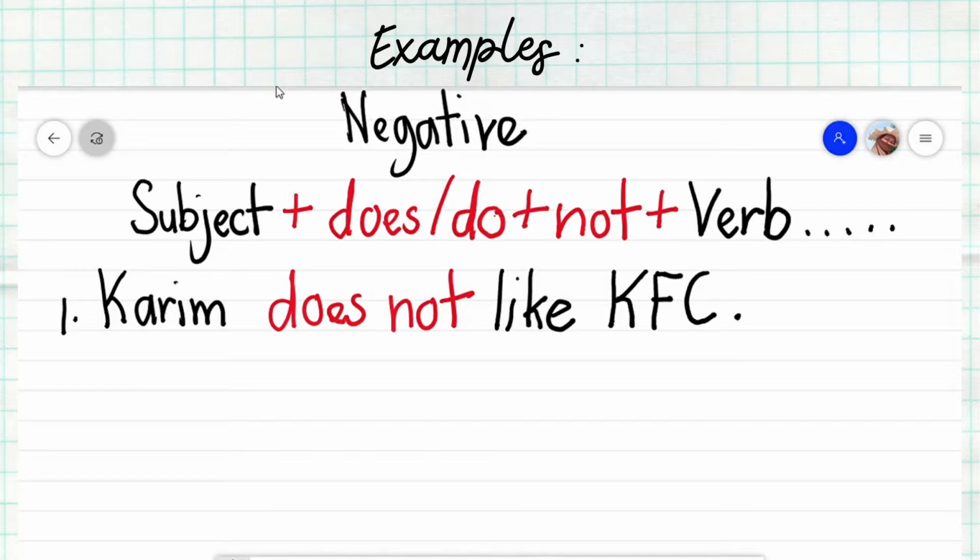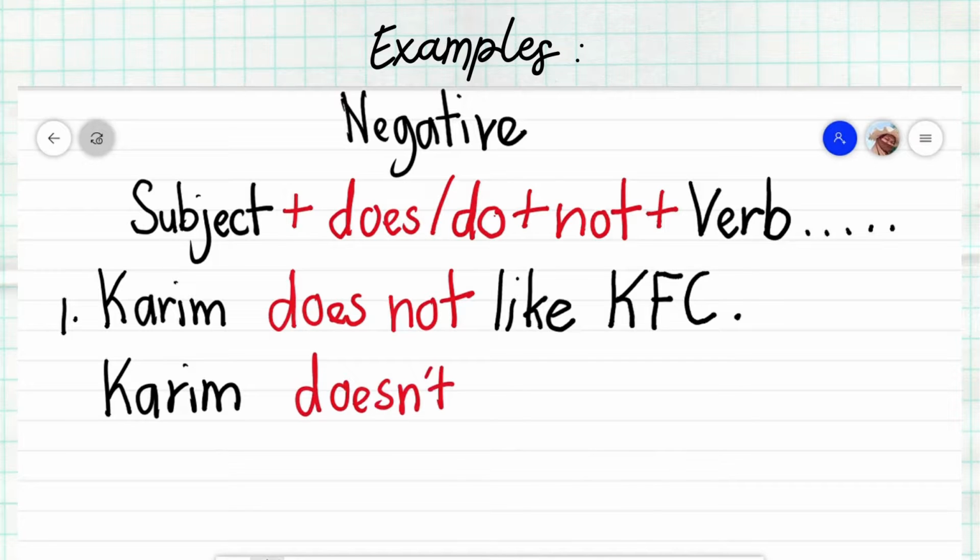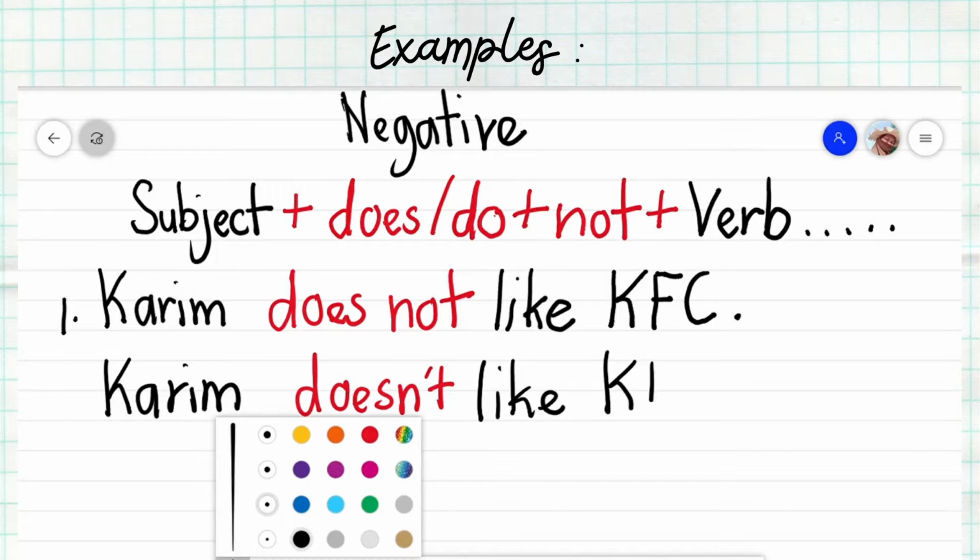Okay. In some cases, sometimes when you talk especially, you use the contraction doesn't, right? Maksud dia sama. Of course, maksud dia sama. Cuma kamu singkatkan does not kepada doesn't. So, Karim doesn't. And then you put your sentence as usual. Karim like KFC. Karim doesn't like KFC. Alright.